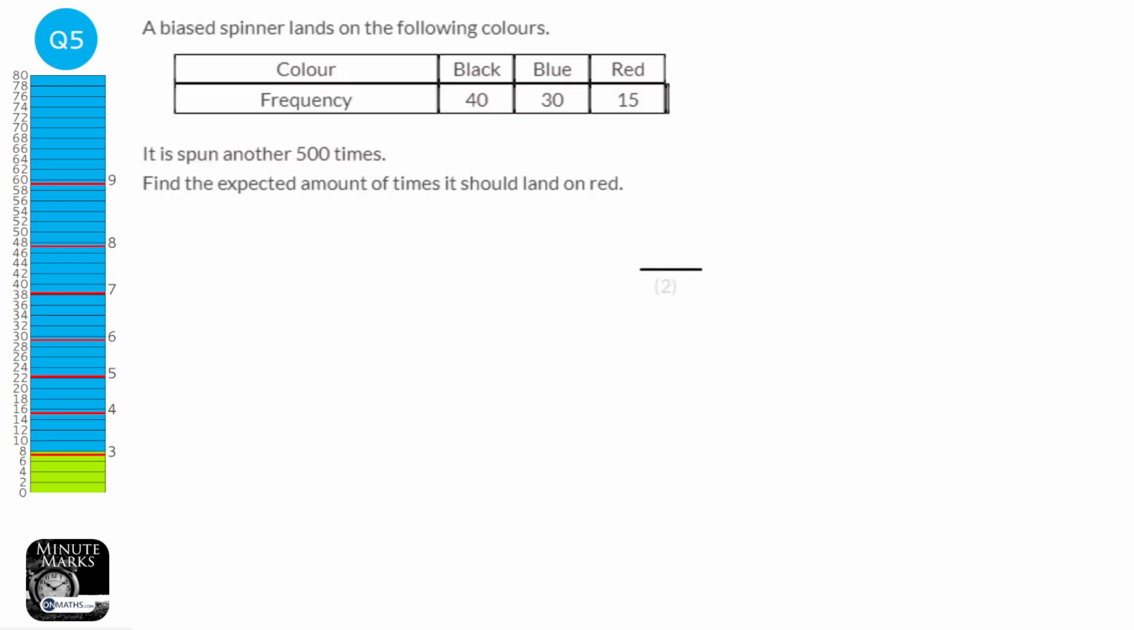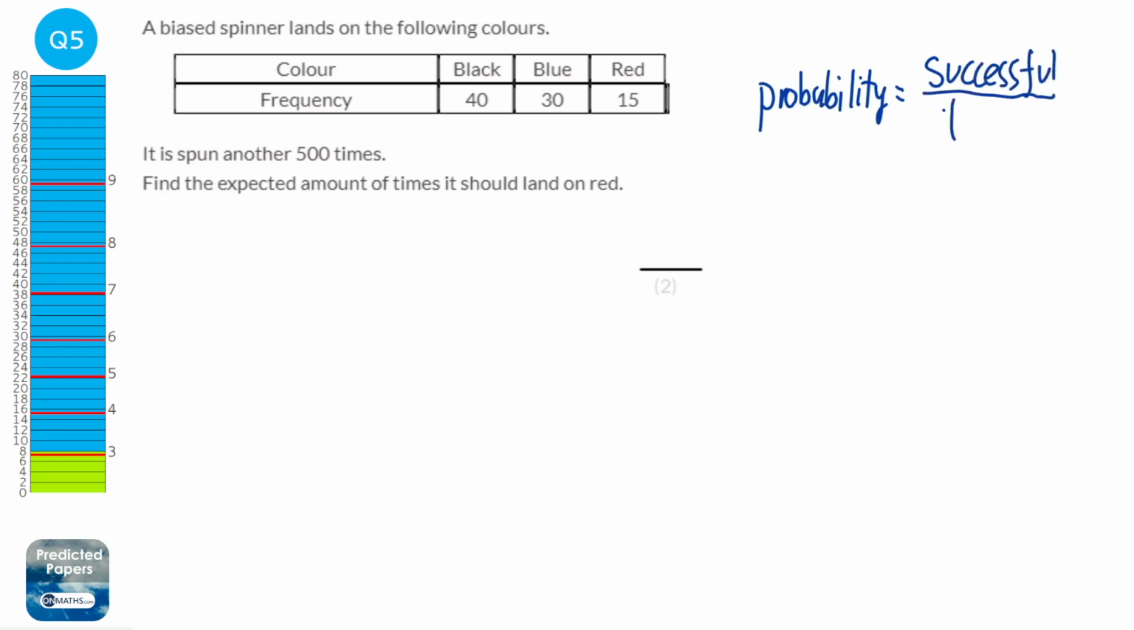We need to first of all work out the theoretical probability. And to do that, we do the successful outcomes over the total number of outcomes. So here we're asked, it lands on a red is successful, so that's going to be 15 over the total amounts. That would be 40 plus 30 plus 15, which is 85.